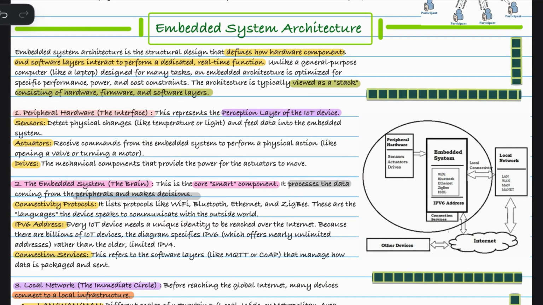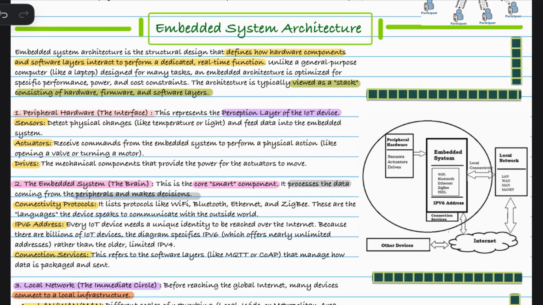Now we'll discuss the embedded system architecture. If you look at a standard laptop or a desktop computer, it is a general purpose computer. It is designed to do thousands of different things. You can write an essay, play a high-end video, or compile code. But an embedded system is completely different. It is a highly optimized structural architecture, a combination of hardware components and software components designed to do one dedicated real-time function, and it is subject to strict power, cost, and physical size constraints.